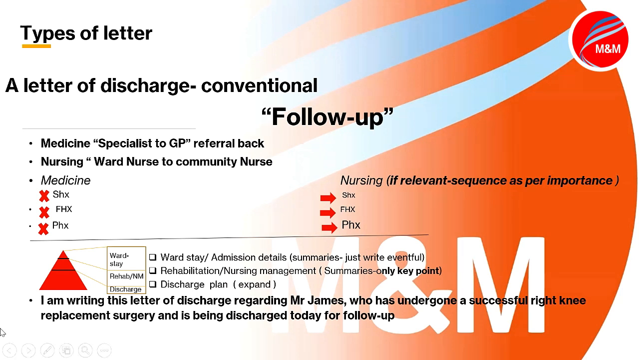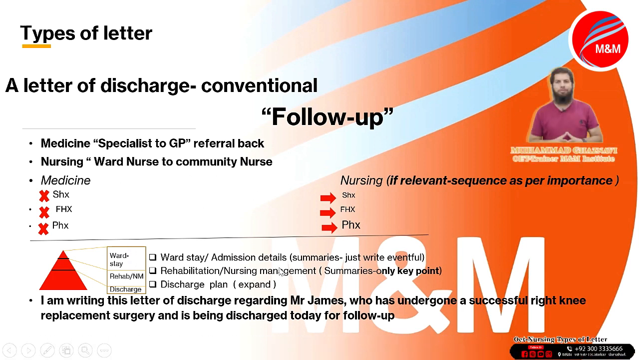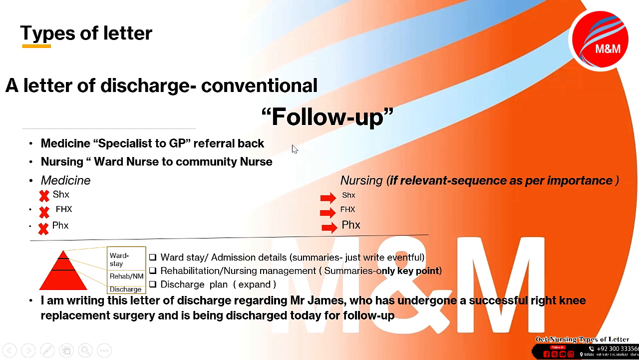Anyhow, so we have a letter of discharge in the conventional category. We are writing this letter of discharge as a ward nurse to a community nurse. So with a ward stay or maybe the hospital admission details, both of the things can be written over here. We have the rehabilitation details, right? Okay, and the discharge plan or maybe nursing care can be written over here in this way. So we have to summarize these details.